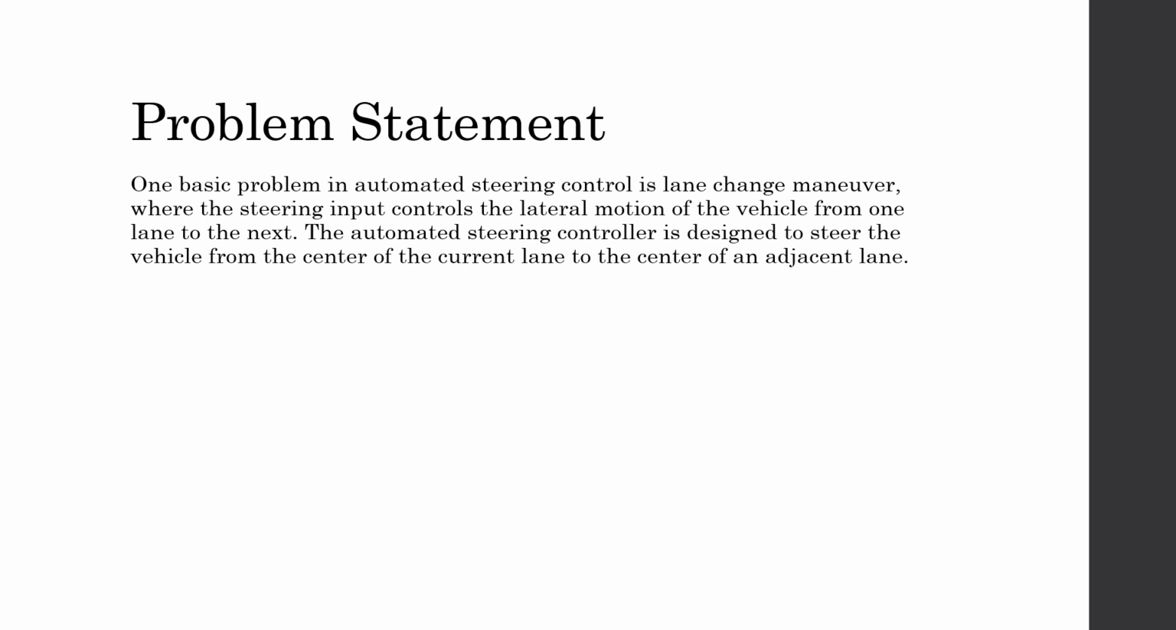First, we start with the problem statement, which is one basic problem in automated steering control is lane change maneuvers, where the steering input controls the lateral motion of the vehicle from one lane to the next. The automated steering controller is designed to steer the vehicle from the center of the current lane to the center of the adjacent lane.